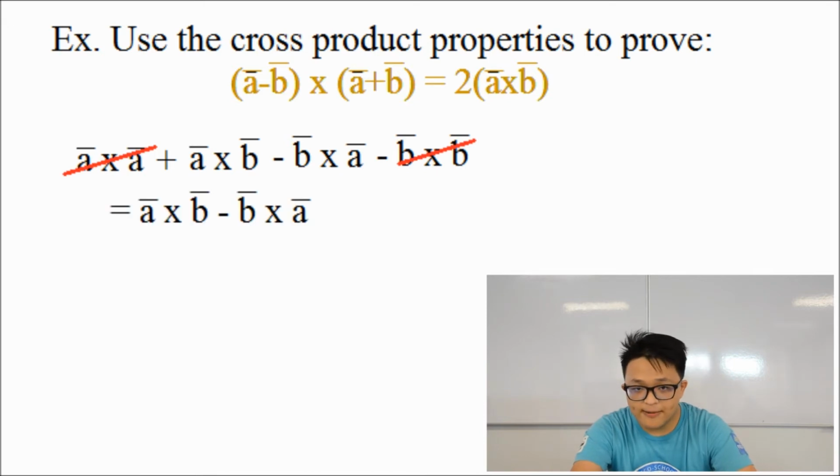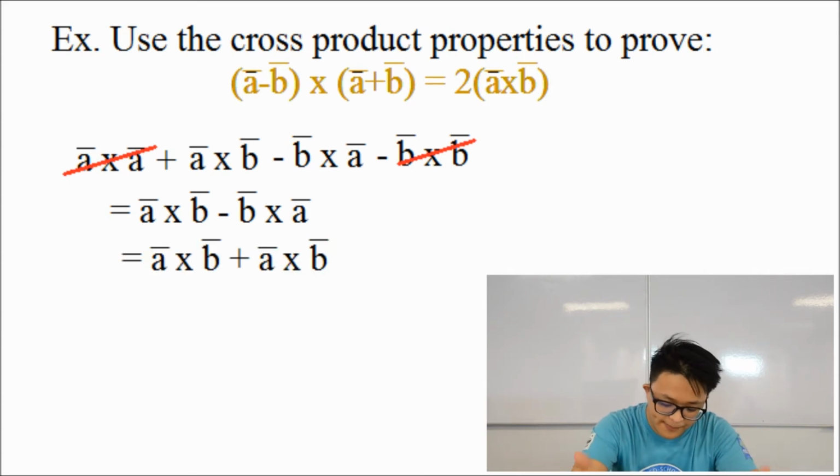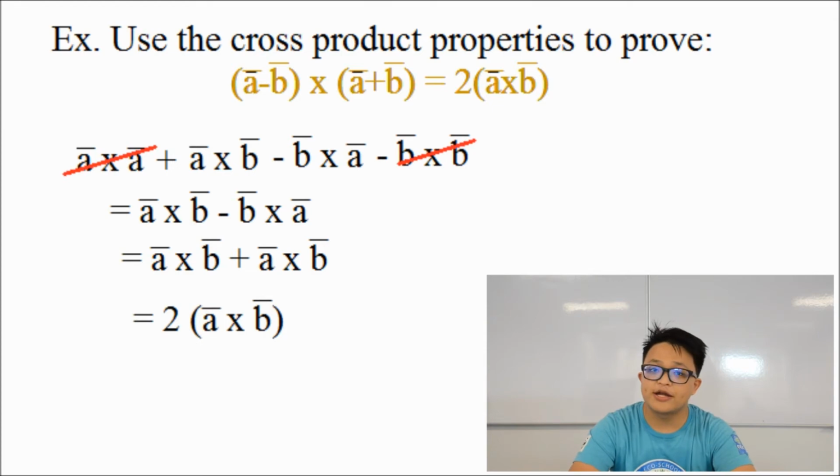Positive A cross B and negative B cross A. So in this case, we'll have A cross B plus A cross B. So why can negative B cross A become A cross B? Well, in this case, you can always switch the vectors around and you will get a positive A cross B. So in this case, you will get 2A cross B. That is how you could do it, students.